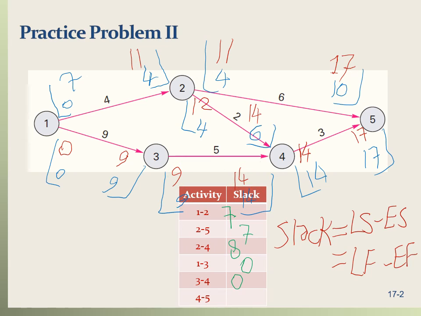Next activity. Activity 4 to 5. For 4 to 5, the late start is 14. The early start is 14. So the slack is 14 minus 14, 0. And it makes sense because 4 to 5 is also on the critical path. The critical path is 1 to 3, 3 to 4, and 4 to 5. So the slack for 4 to 5 is also 0. So now we have computed all the slacks here.